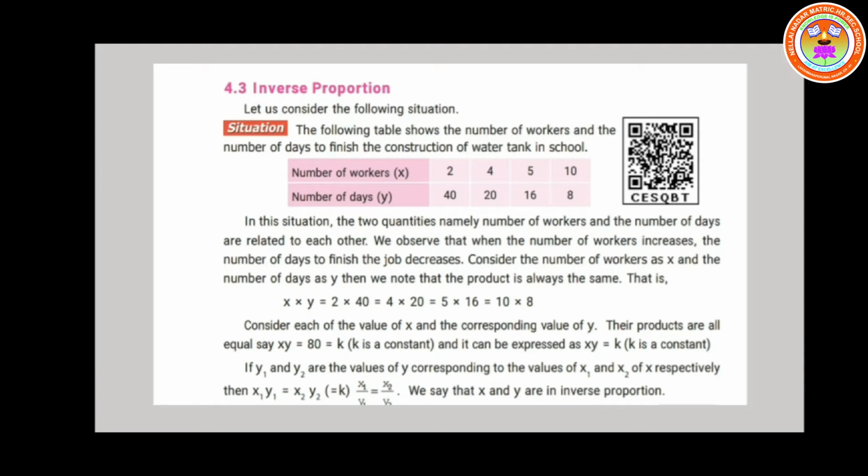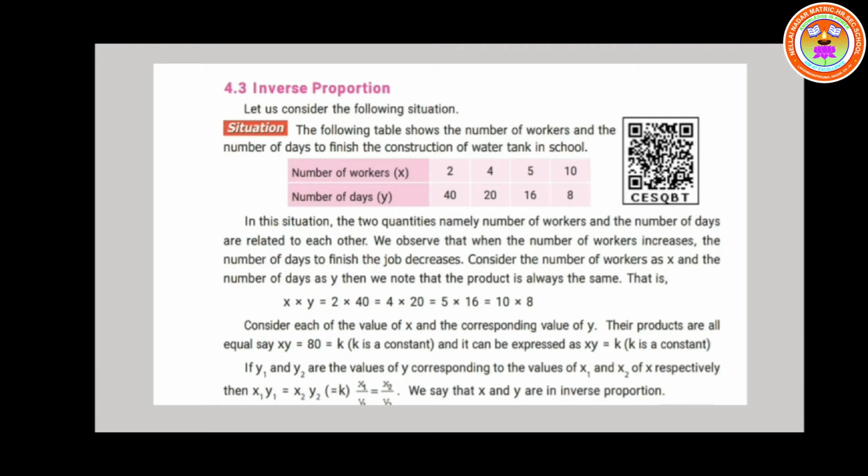Then we note that the product is always the same. That is, x into y is equal to 2 into 40 is equal to 4 into 20 is equal to... If you multiply everything, you will get the same answer, that is 80. That is called as a constant. x into y is equal to k. That's what the definition says.